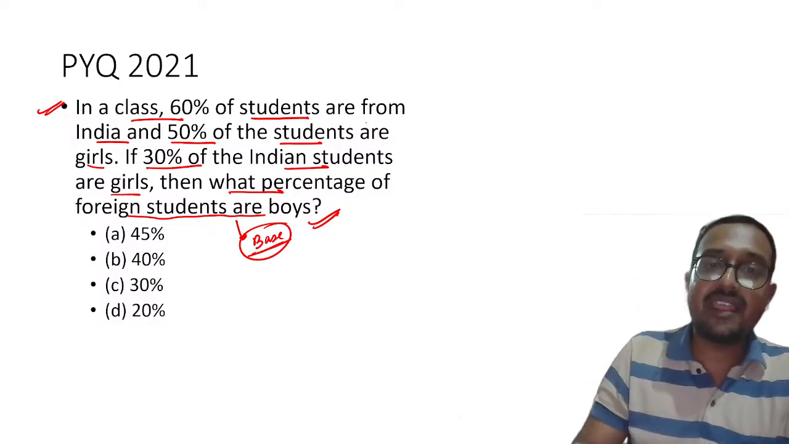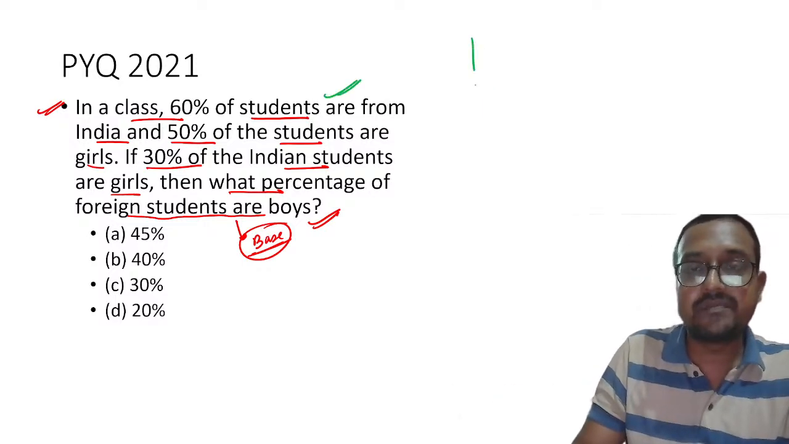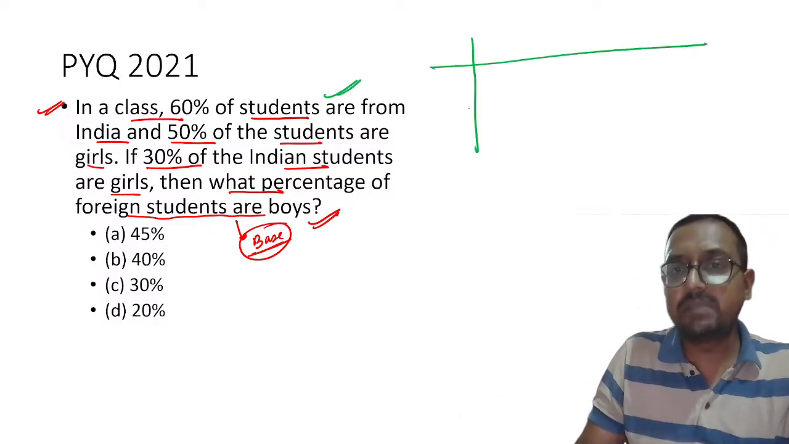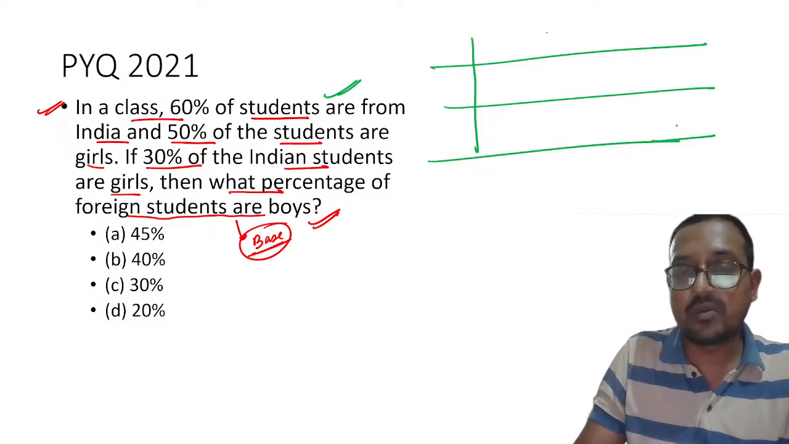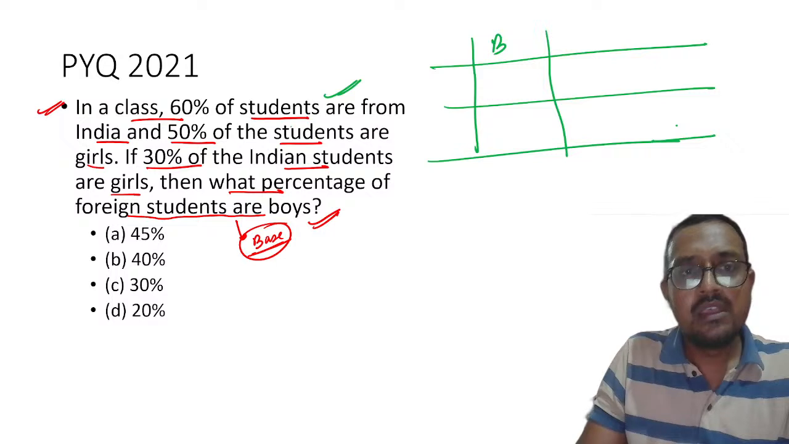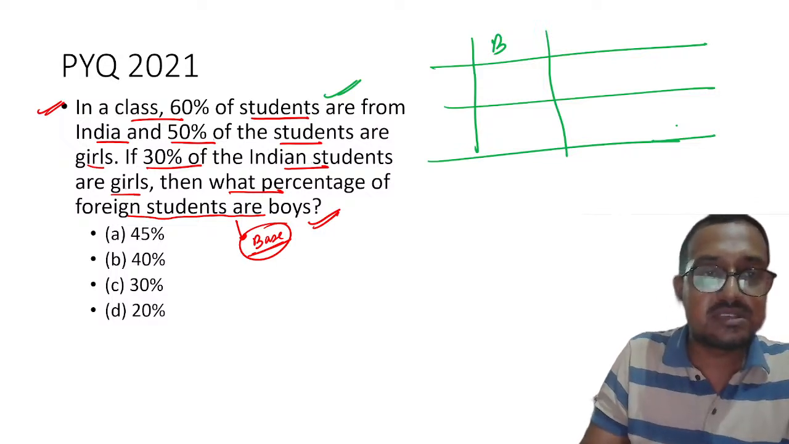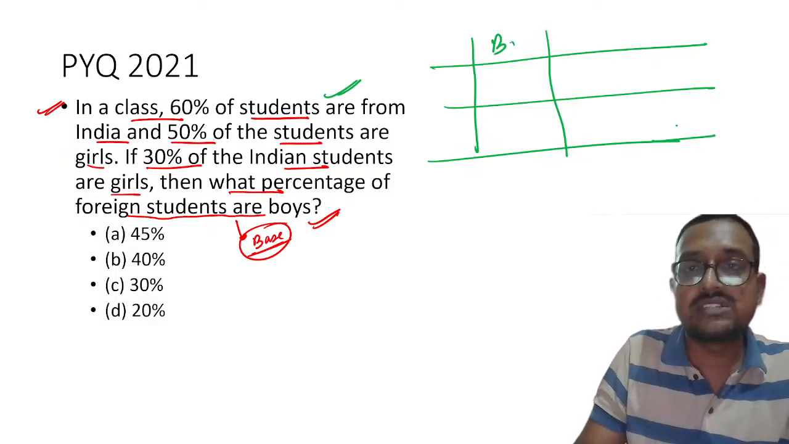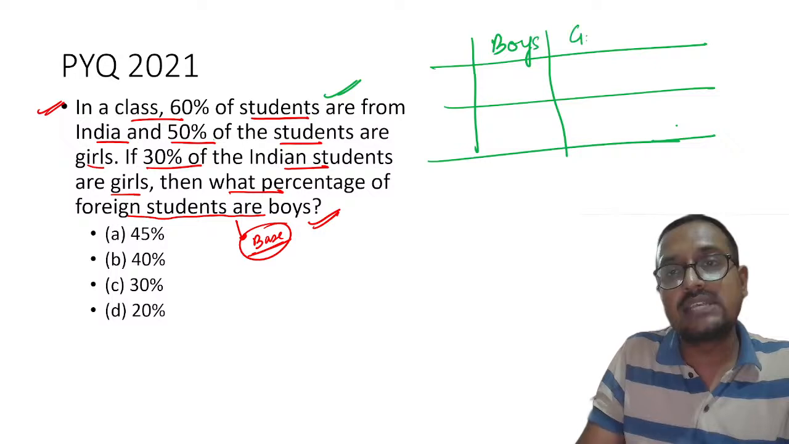Yes, can you all try to solve this question? The best approach to solve this question will be to create a table. So obviously there are some Indian students, some foreign students, some boys, girls.